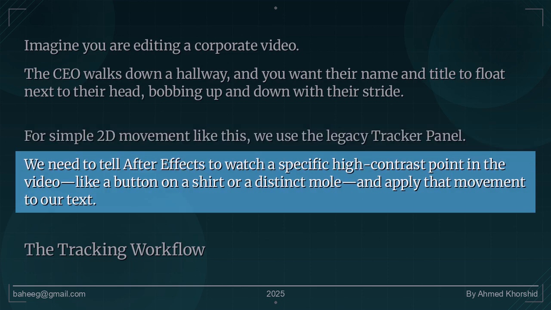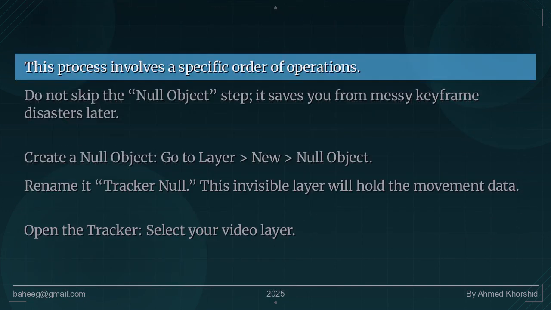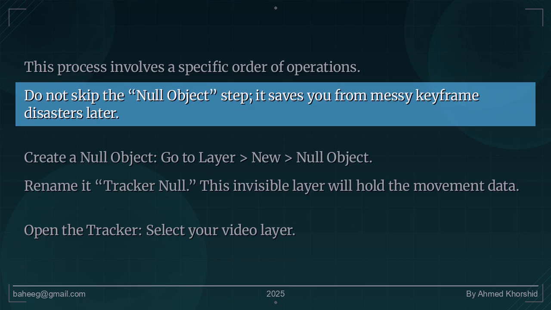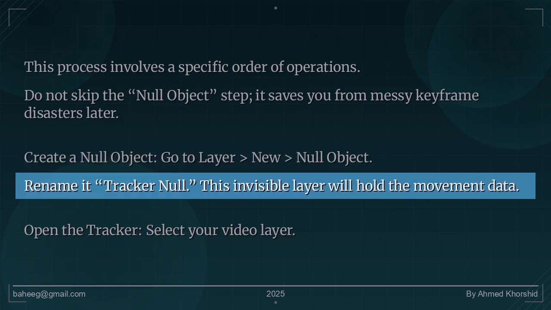We need to tell After Effects to watch a specific high contrast point in the video, like a button on a shirt or a distinct mole, and apply that movement to our text. The tracking workflow. This process involves a specific order of operations. Do not skip the null object step, it saves you from messy keyframe disasters later. Create a null object. Go to Layer, New, Null Object. Rename it Tracker Null. This invisible layer will hold the movement data.